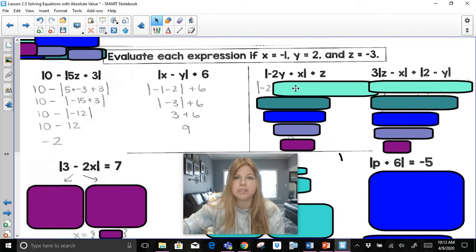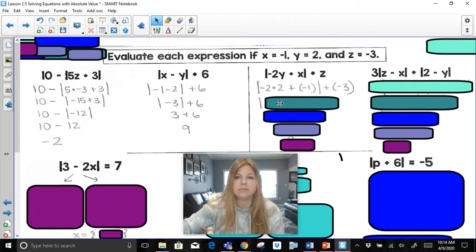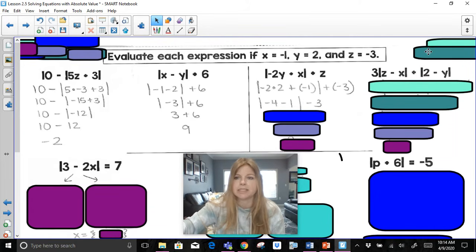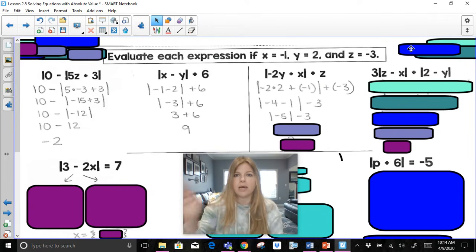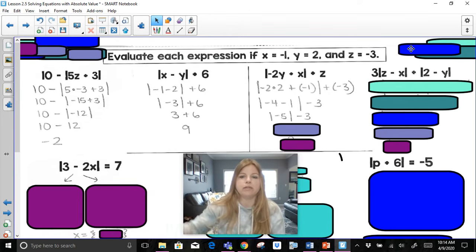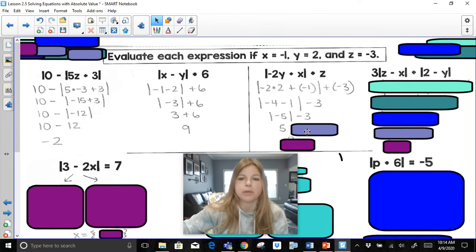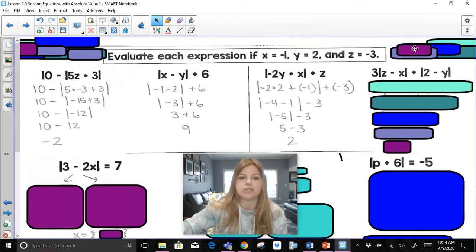Absolute value of -2 times my y value of 2 plus my x value of -1. Close the absolute value bars, plus a -3. -2 times 2 is the absolute value of -4. Now plus a -1 really means -1. And then plus a -3 really just means -3. -4 minus 1. So that's the absolute value of -5 minus 3. And now once you actually evaluate the absolute value of -5, which is 5, that's when the bars are gone, and 5 minus 3 is 2.